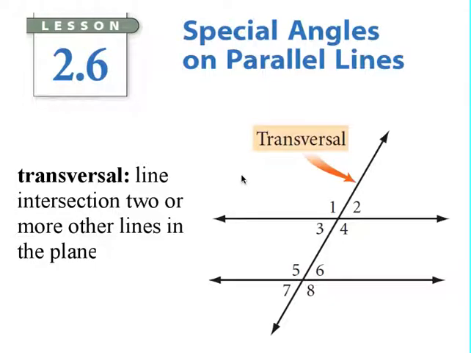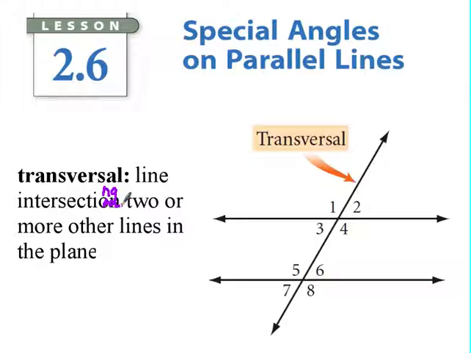All right, so today we're going to talk about special angles that occur when we have two parallel lines together. And so first of all, we need to talk about a transversal. A transversal is a line intersecting two or more other lines in the plane. Okay, a line intersecting two or more other lines in the plane.